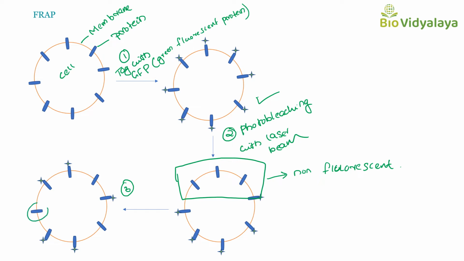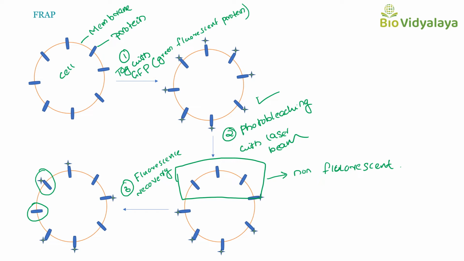Here you can see that there is non-fluorescent protein, and here a fluorescent protein. This is due to the lateral diffusion of labeled molecules to the bleached area, and that's why this bleached area again becomes fluorescent. This recovery is known as fluorescence recovery, fluorescence recovery after photobleaching.